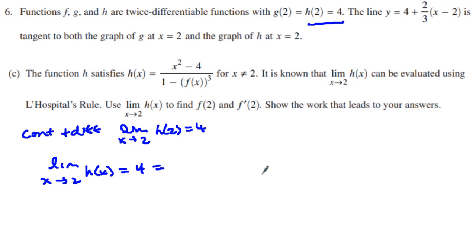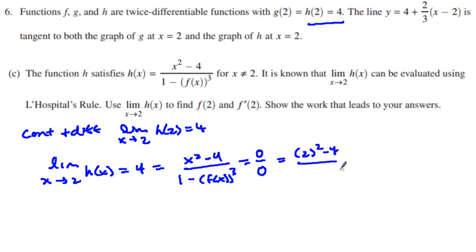And I know this is going to be equal to (x squared minus 4) over (1 minus f of x cubed). Now what did they tell me? I could use L'Hopital's rule. So this must mean that it's going to become 0 over 0. Remember, this is as x approaches 2. Now you can see we have 2 squared minus 4. That equals 0, which is really nice on the numerator. Which means on the denominator, what does that mean?